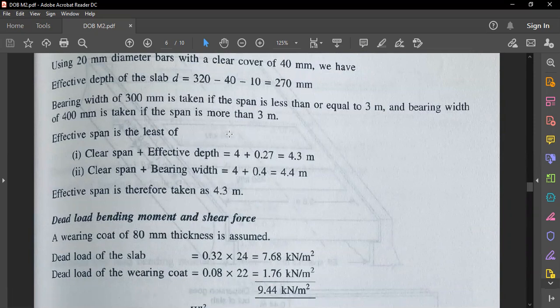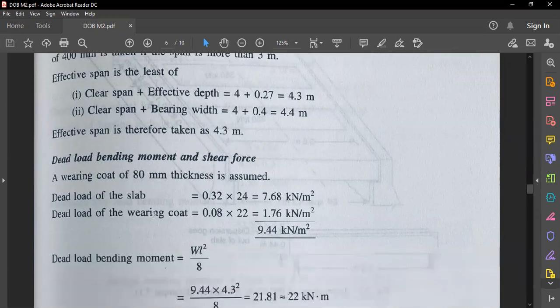Okay, this fixes the depth of your deck slab and the total effective span to be considered for the moment calculation, that is 4.3 meters. Your deck slab span is 4 meter, but along with the bearing, that is along with the support, it will be 4.3 meters. Now dead load, bending moment and shear force calculation.